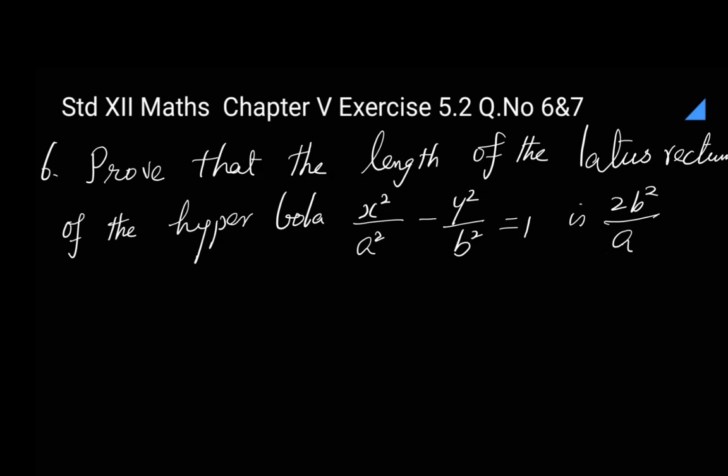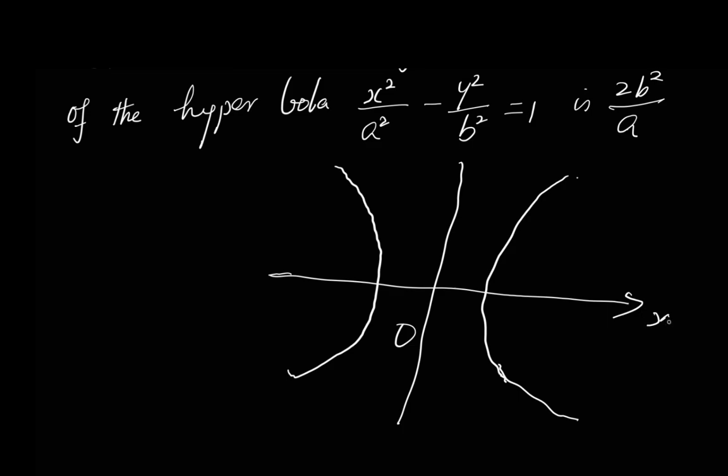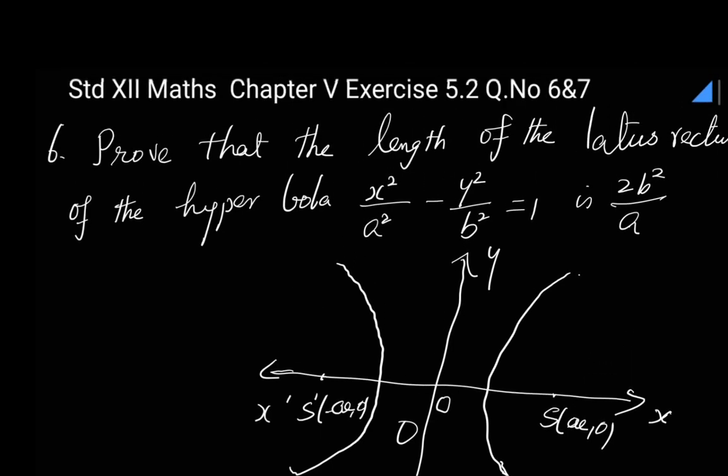First let us have the hyperbola curve. See hyperbola, x-axis and y-axis. This is the center of the hyperbola, and the two foci of this hyperbola are S, which is ae, 0, and on this side S dash, which is minus ae, 0. Okay, look at the first statement.